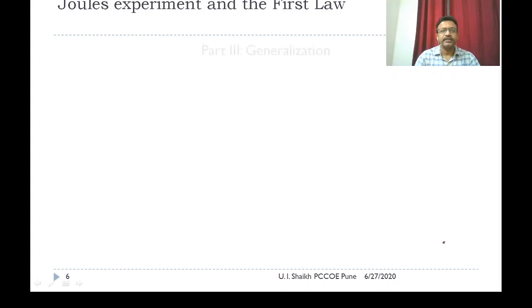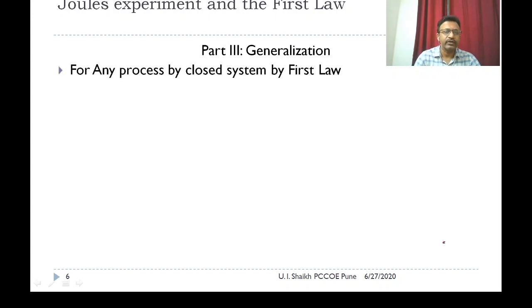Now let us generalize the equation of the first law of thermodynamics. So far we have been writing the equation based on Joule's experiment: for any process undergone by a closed system, heat transfer minus work transfer is equal to change of energy. In Joule's experiment, this work transfer was shaft type of work transfer. But we know that there are other types of work transfers as well.